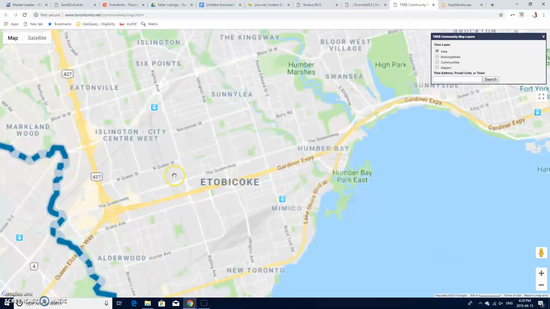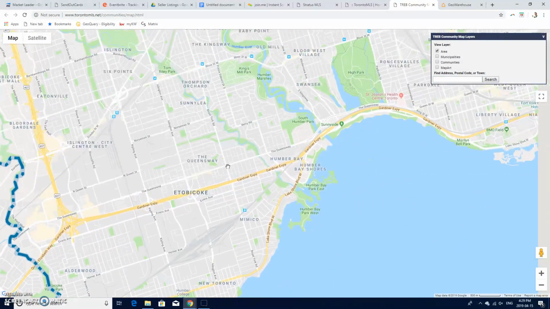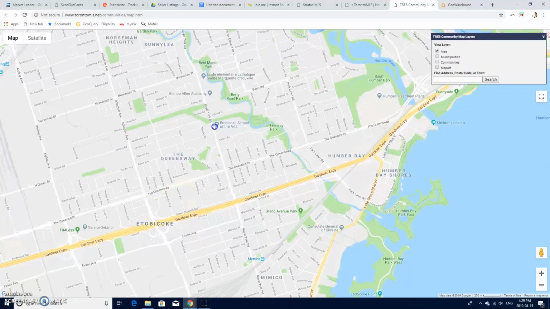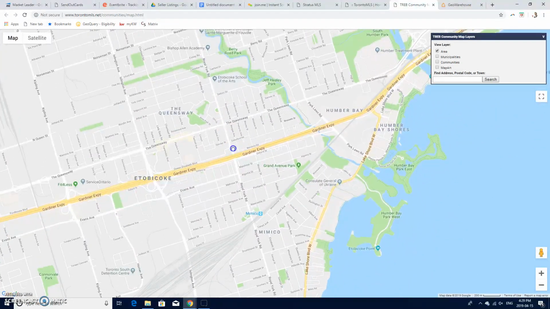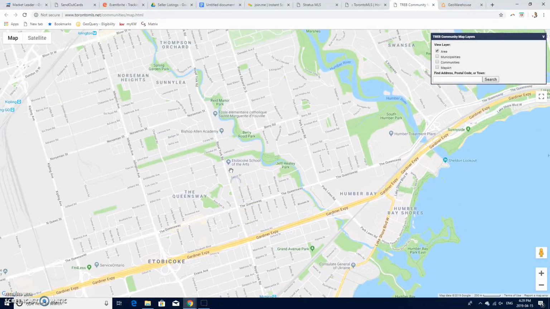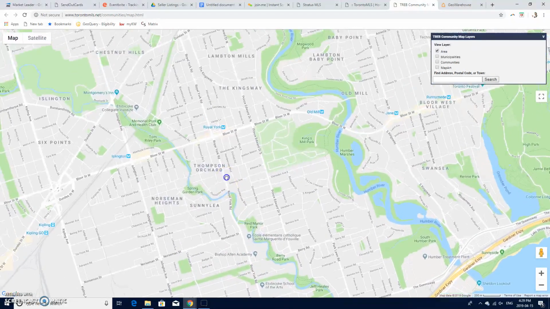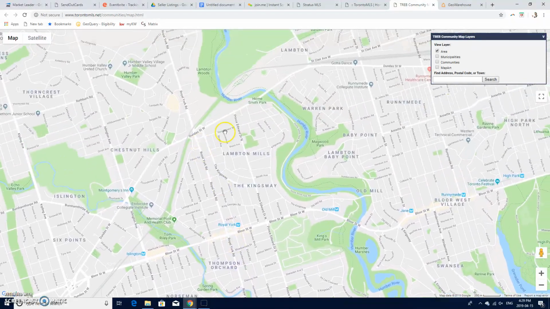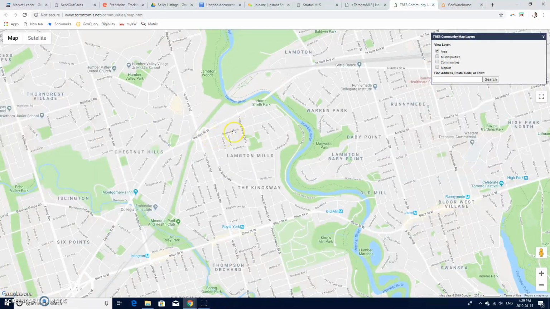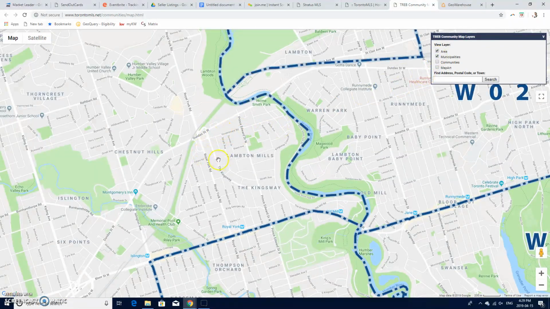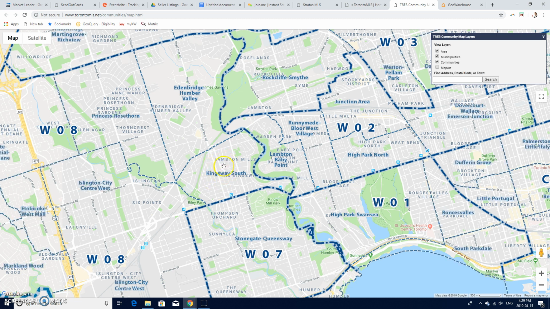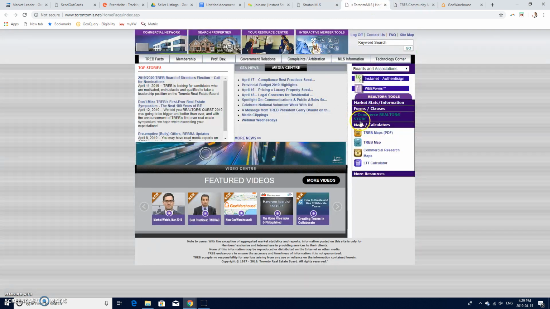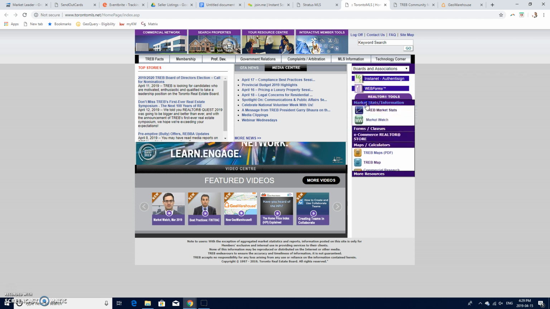I'm not going to waste time doing that. So here's Kipling. Here's Royal York. And Dundas should be, where are we? There we are. So here it is. There's Government. So now I'm just going to click on municipalities. So we know we're in W8 and then we're over here somewhere. Communities. Kingsway South.